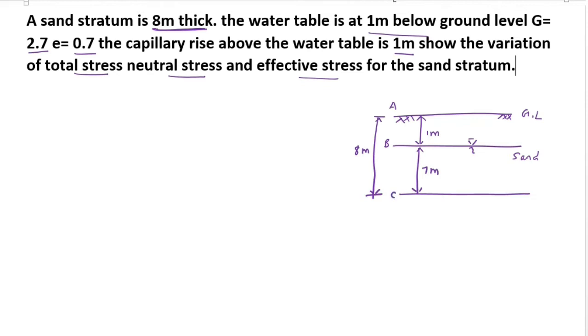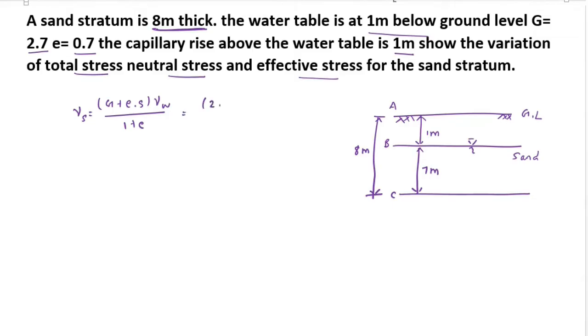First we have to know the soil properties, that is the sand property. For calculation of total stress, neutral stress and effective pressure, we have to know the unit weight of sand. So the unit weight of sand, gamma S equal to (G plus e into S) into gamma W divided by (1 plus e). So we know the formula, so we can substitute all the values.